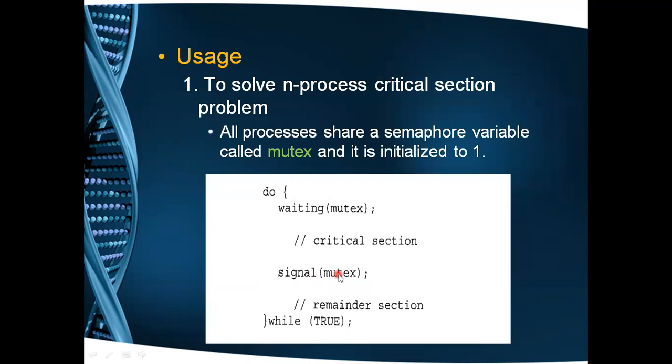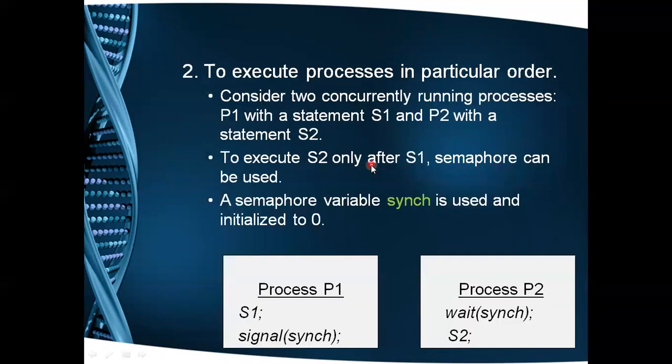So like that, using the simple semaphore concept, the n-process critical section problem can be solved. This is another use of semaphore. Here, consider process P1 having a statement S1 and process P2 having a statement S2. Our task is for S1 to be executed before S2.